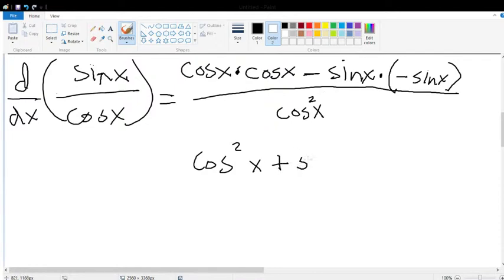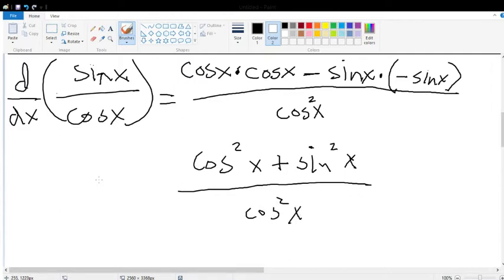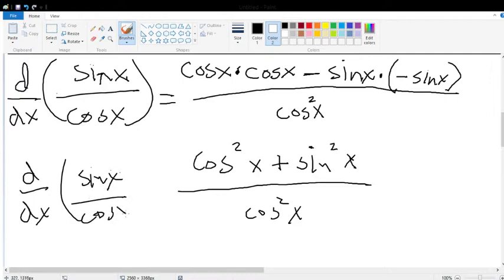Plus sine squared of x, and for the same reason, we don't write sine of x with parentheses squared. We just write the square out front and put the angle right there. All divided by cosine squared of x. And this is still the derivative of sine of x over cosine of x.